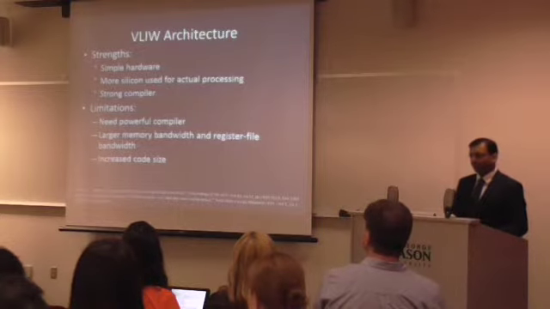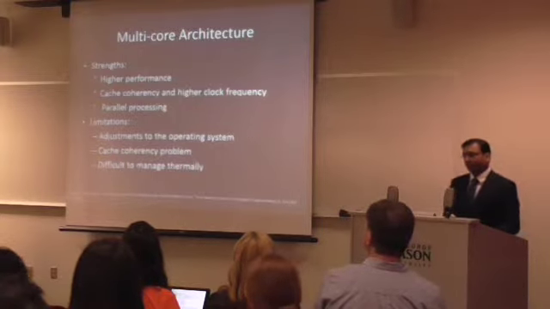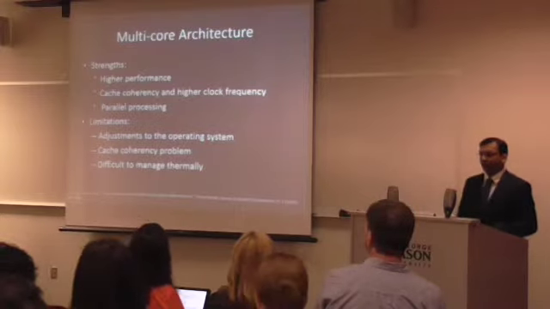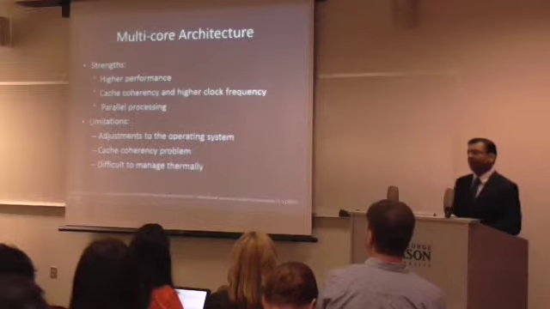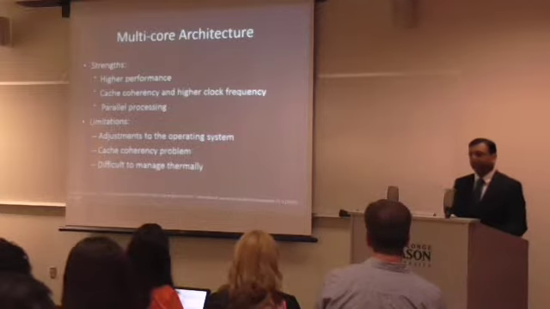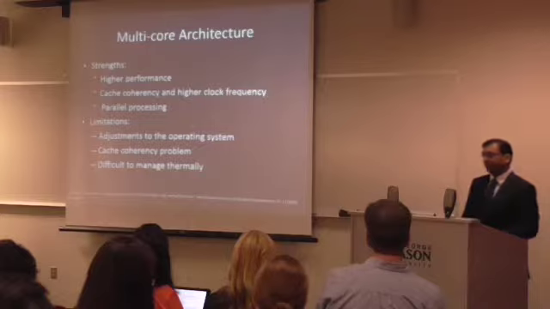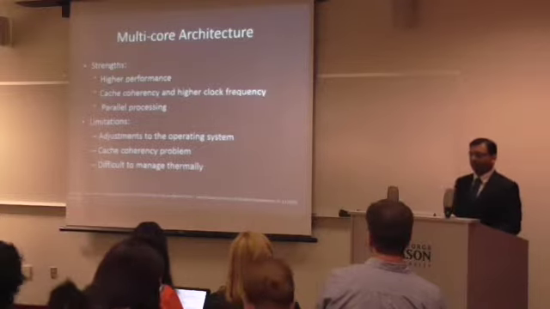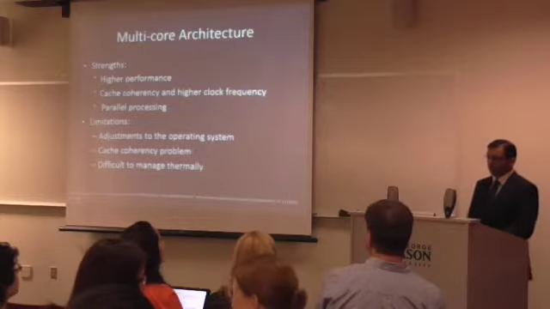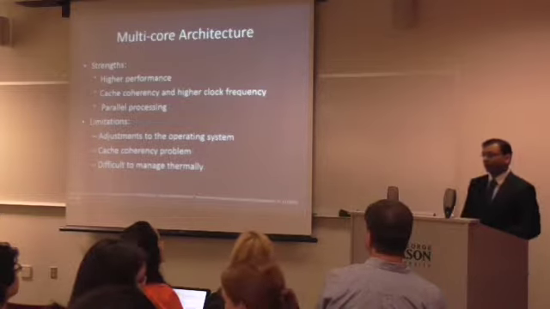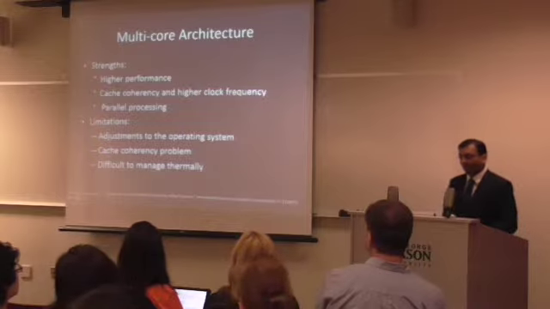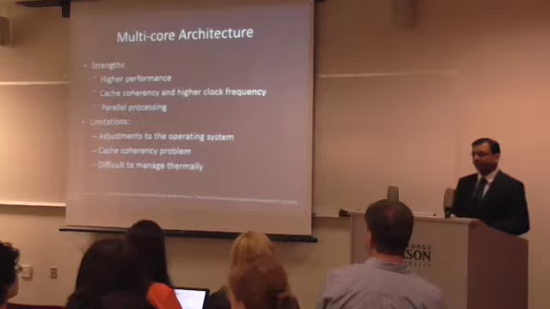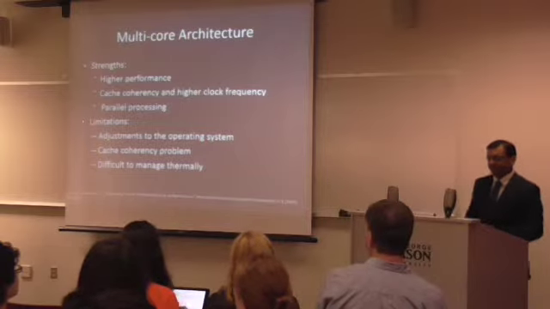To overcome these limitations, we propose multi-core architectures. Multi-core architectures are the most effective architectures right now. They have higher performance than any other architecture. The multi-core processors have shared cache or private cache, so we can achieve cache coherency and high clock frequency. And because of multi-core, we can run multiple threads in parallel processing.